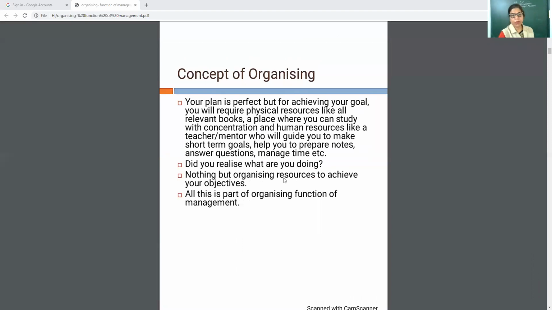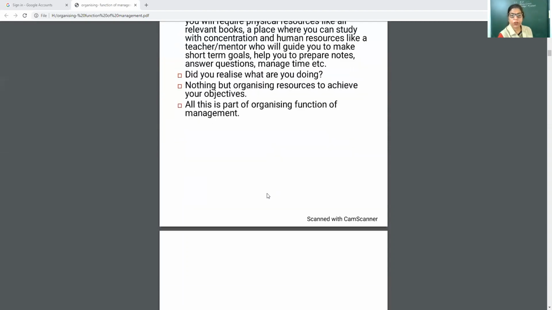Then next, what do you have to do? Your plan is perfect, but for achieving your goal and to be successful, you will require some physical resources. You have to organize or arrange some resources. So after planning, next is organizing. Organizing means you have to arrange the resources. For your relevant example, you will require physical resources like all relevant books, a place, one resource like a teacher or mentor, and you have to prepare notes and all other things. Means you are organizing. All this is a part of the organizing function of management.